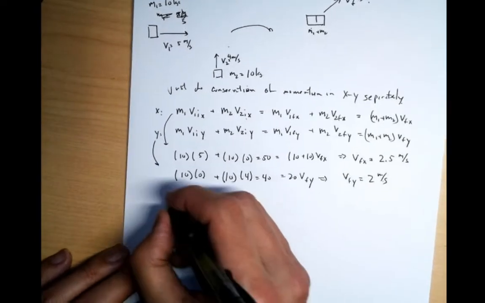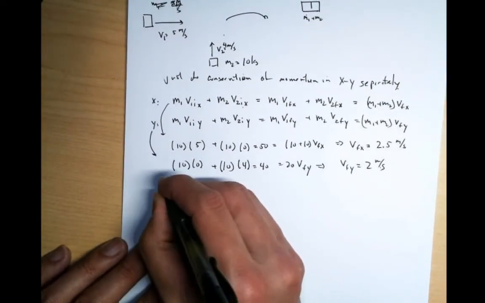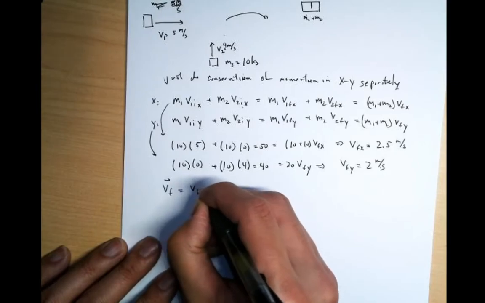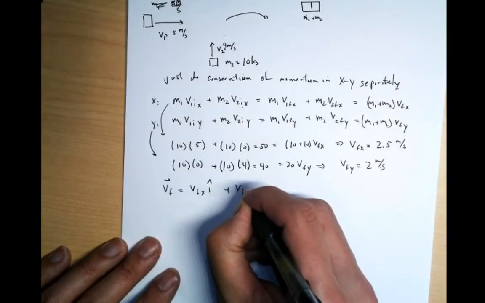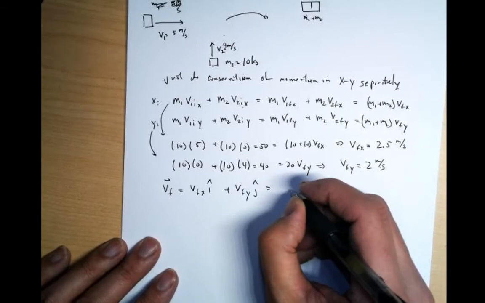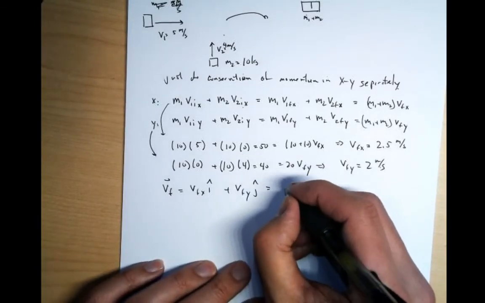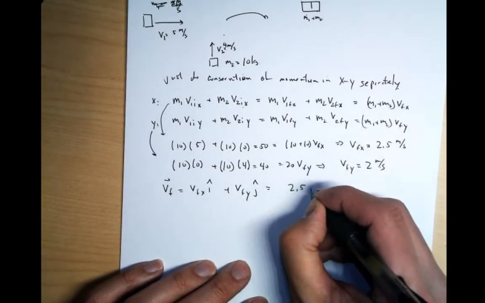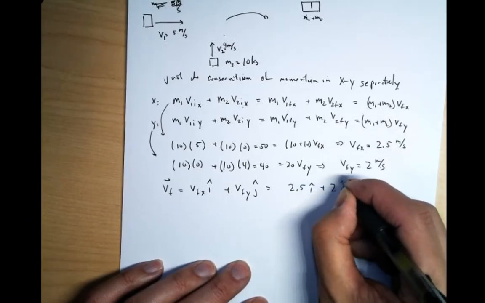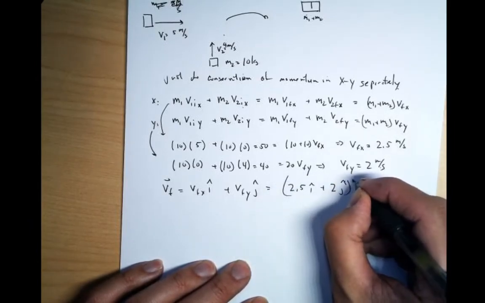Okay, so the final velocity vector is VFX i hat plus VFY j hat. That's just going to be 2.5 i hat plus 2 j hat meters per second.